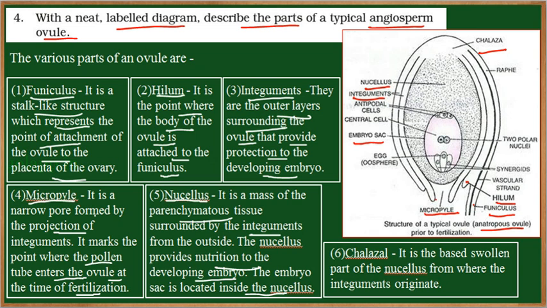The next structure is chalaza. It is the basal swollen part of the nucellus from where the integument originates. So this end is called the chalazal end, which is the base of the nucellus, and from here the integument will start. So opposite to the chalazal end, there is the micropyle end. Now these are the main parts of the angiosperm ovule. Funiculus, which is called the stalk. Now this stalk helps in attachment of the ovule to the placenta.